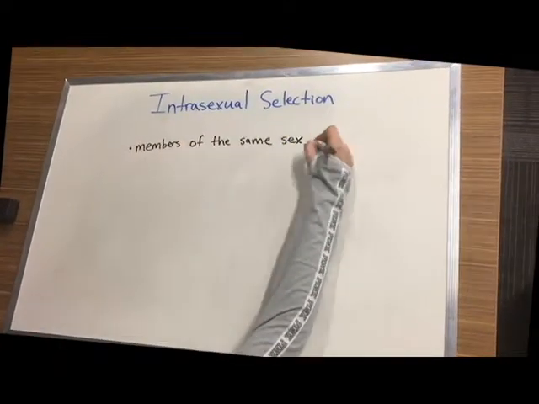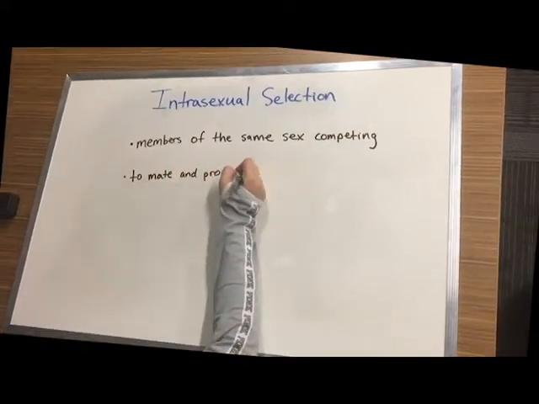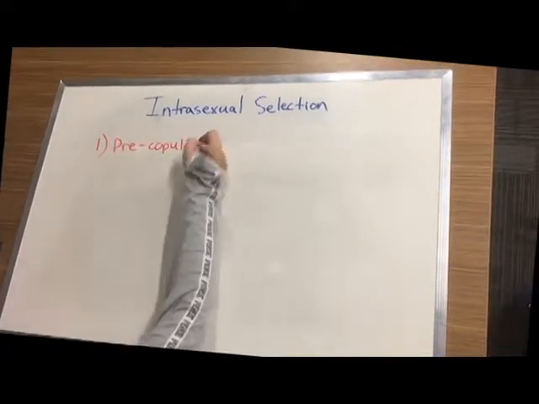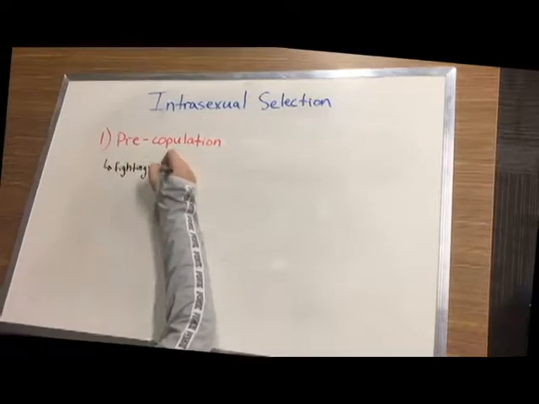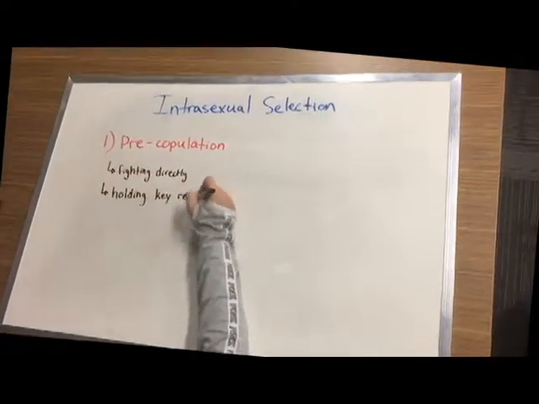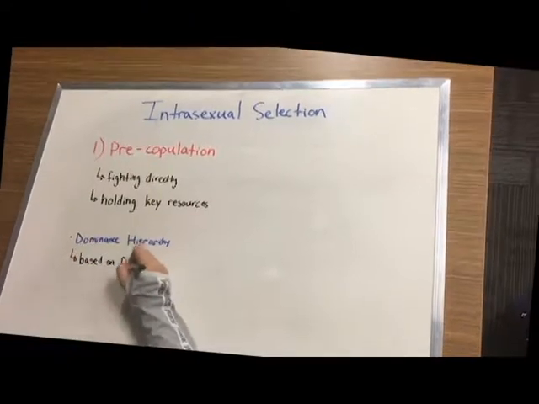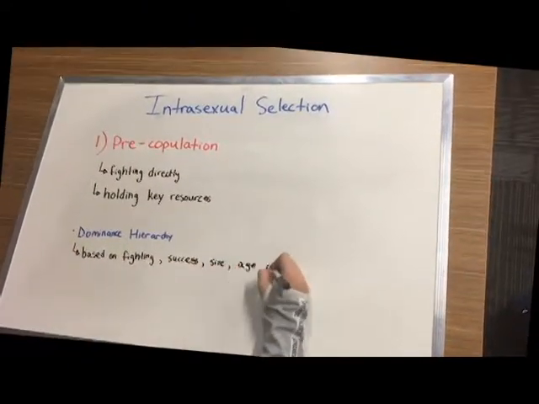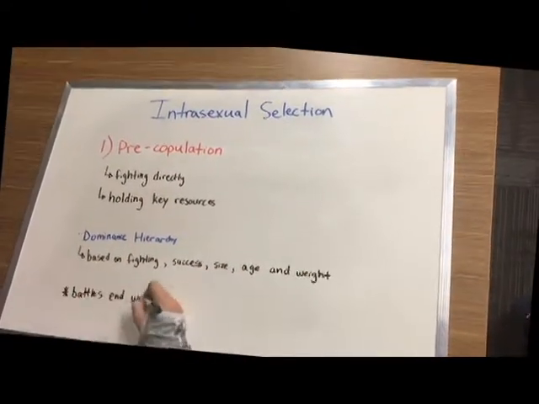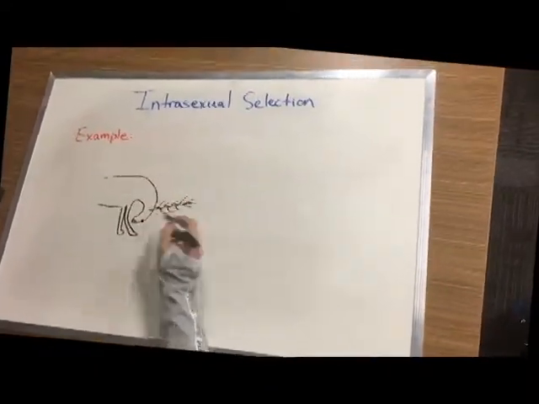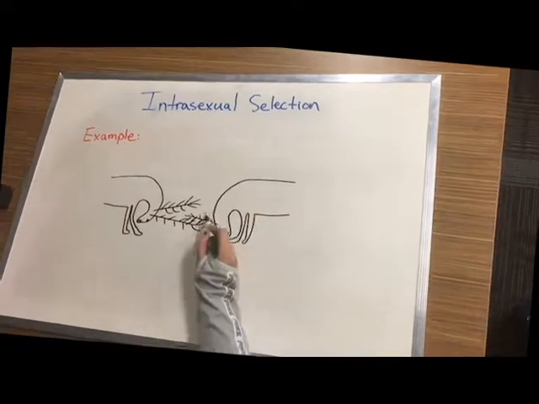Intrasexual selection is the process of members of the same sex competing amongst themselves for the ability to mate and produce offspring. Pre-copulation competition is usually accomplished by fighting each other directly or holding control over key resources. In stable groups, fights are less common because males are able to recognize previous foes and avoid conflict. This is known as the dominance hierarchy. Males' rank is dependent on fighting success, age, size, and weight. Males' fighting success influences many components of his fitness. For example, deer and moose engage in battle by locking antlers to establish dominance and social ranks amongst themselves.